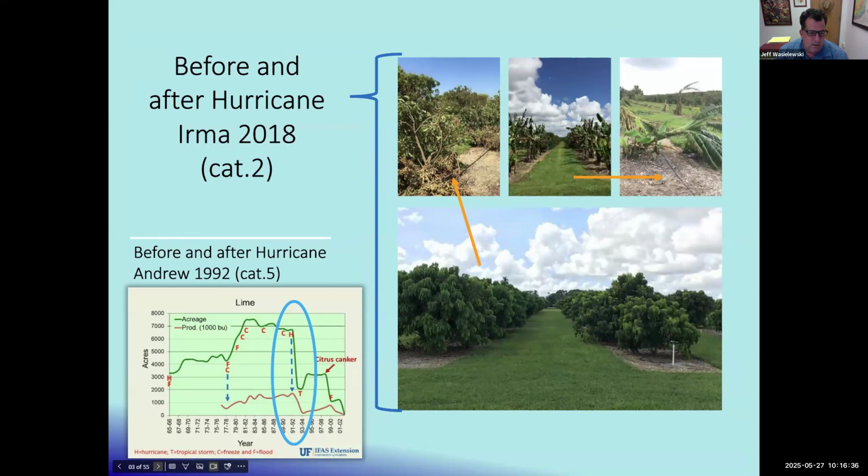And if we look at, again, Hurricane Andrew in this chart in the bottom left, you see lime. So you're probably thinking, lime, we don't grow limes in South Florida. Well, we used to. There used to be quite a bit. And you see this green line, that's where it went up, up, up. And then yet little H is Andrew. That's a hurricane. And look at the production from about 7,000 all the way down to 2,000. And then, of course, the final blow was citrus canker, and that completely knocked it out.